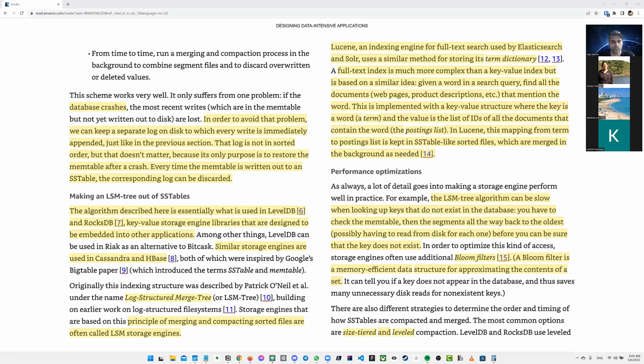Okay, so you're saying the way it is written to disk is managed by this LSM algorithm, but what happens in memory is its own custom implementation. Yeah.